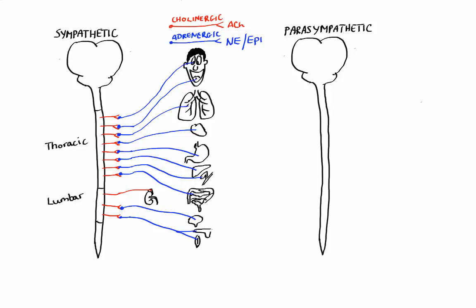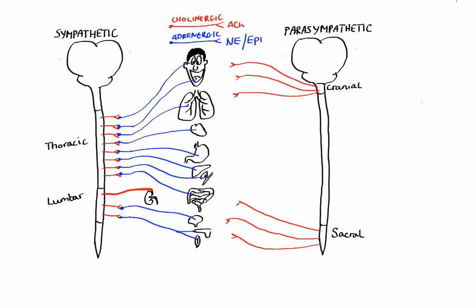And just to clarify, the adrenal medulla is the only autonomic neuroeffector organ which is innervated by one long sympathetic cholinergic neuron. On the other side, we have the parasympathetic nervous system, which is responsible for the rest and digest response. Parasympathetic neurons arise from cranial nerves 3, 7, 9, and 10, and the sacral region S2 to S4. In contrast to the sympathetic division, parasympathetic preganglionic neurons are long and postganglionic neurons are short, and they actually both release the neurotransmitter acetylcholine.